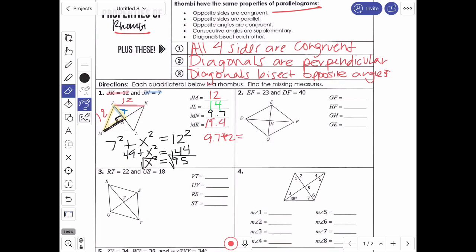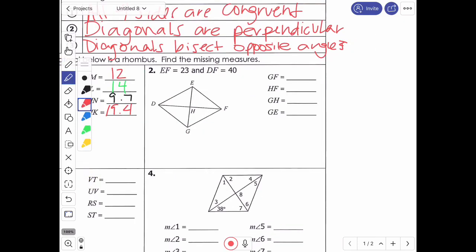I'm going to erase some of this stuff. So in number 2, I know that EF is 23. EF is this outside side. And DF is 40.